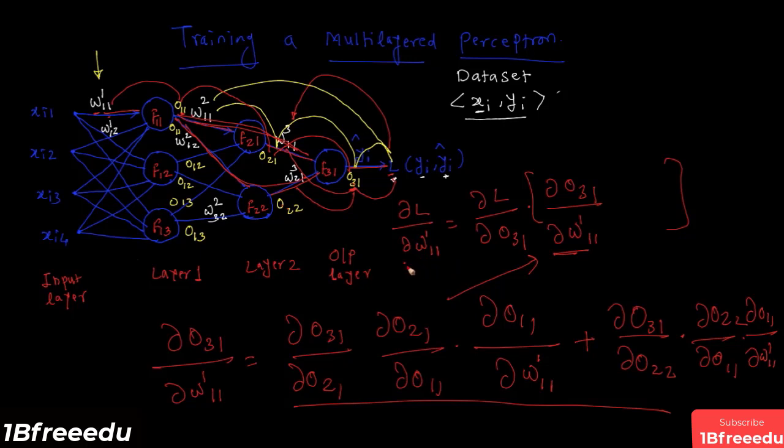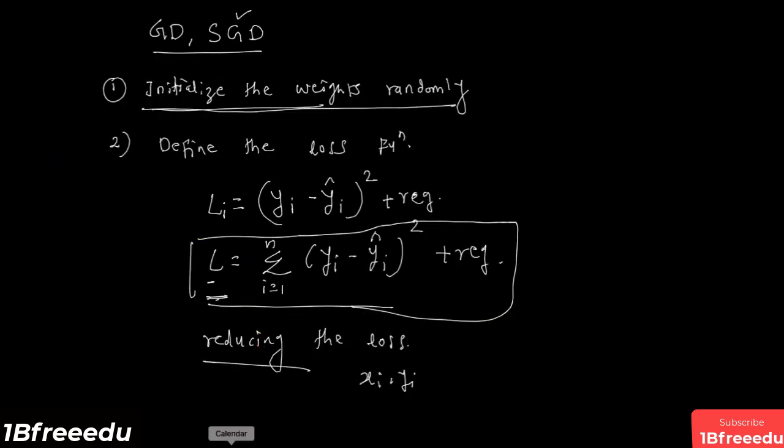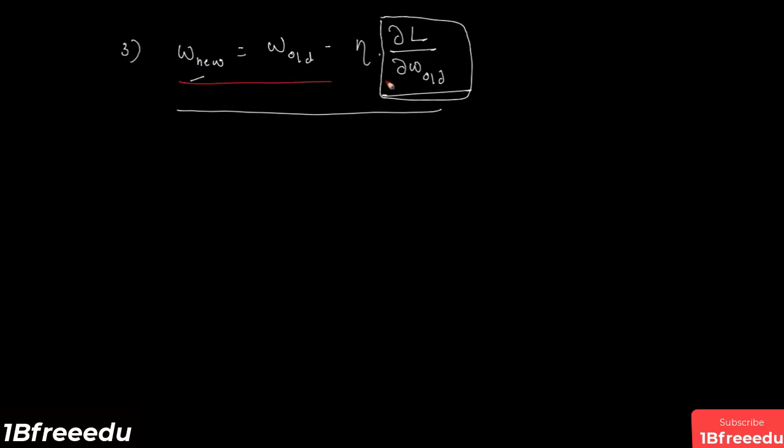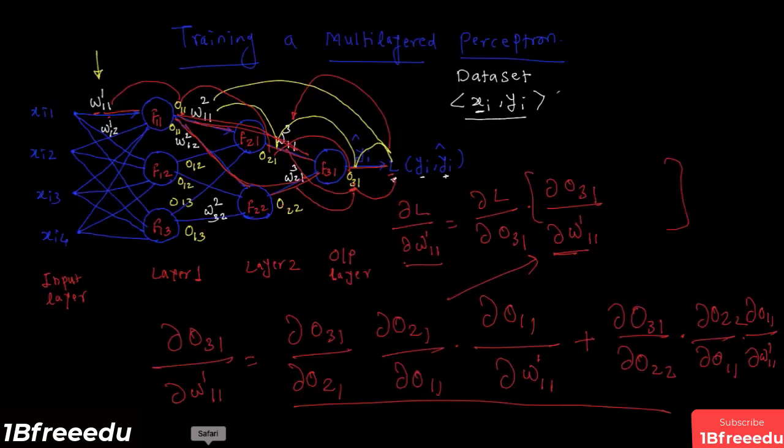And once I have this, by using the formula, which formula? This formula, right? I have this term calculated. I have calculated all the derivatives, then I can update all the weights. So that is how we can train a multi-layer perceptron. The point here is we need to compute all of these weights, right? So that's it for this video.